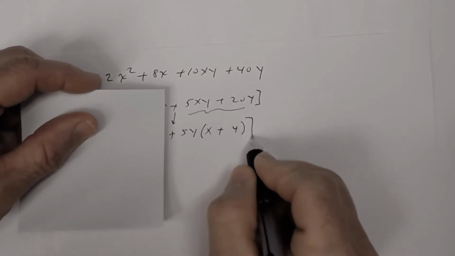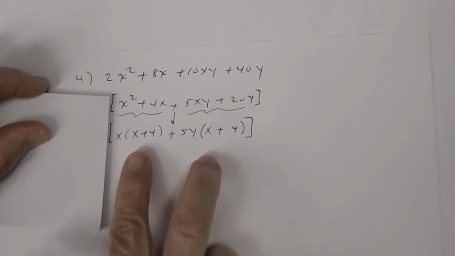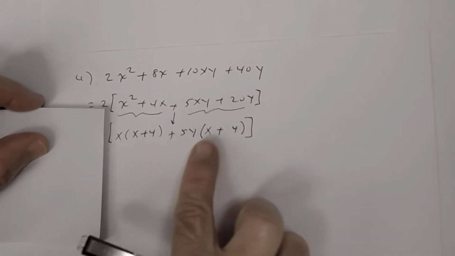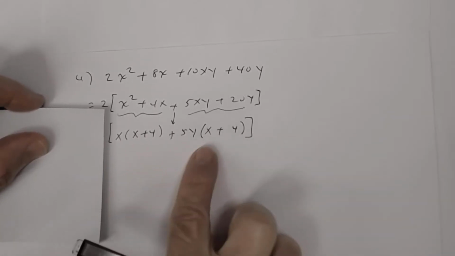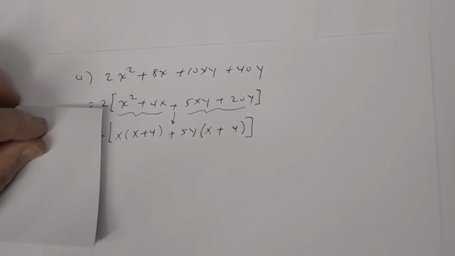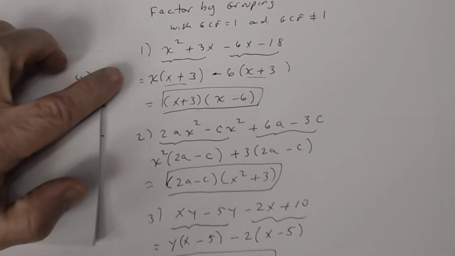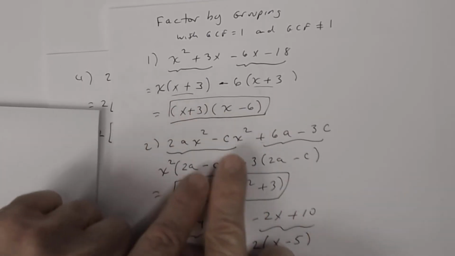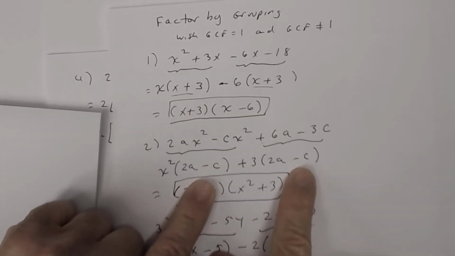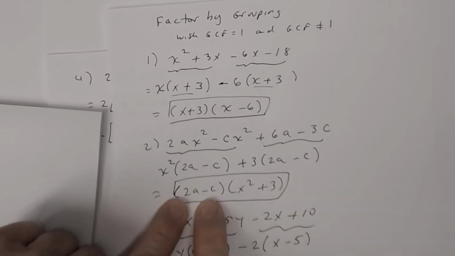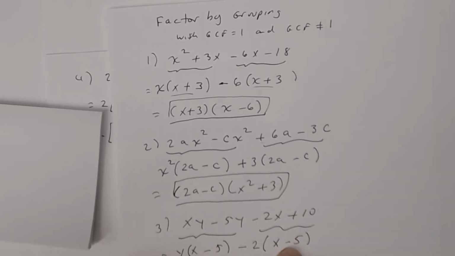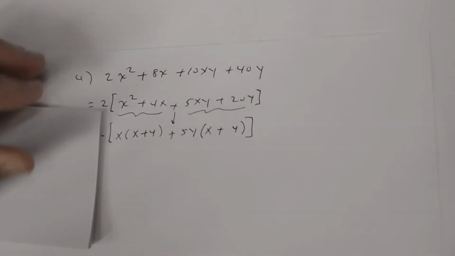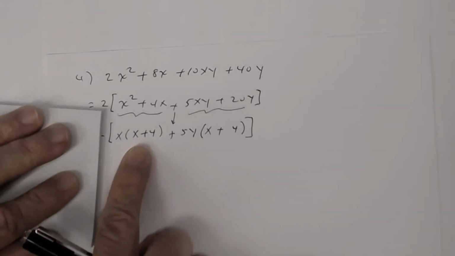All right, now if you look at just what's inside the bracket, notice I'm covering this 2 up right now. Notice that you have an x plus 4 in common. So that goes back to our first 3 examples. All right, where you had x plus 3, so you factor it out. You had 2a minus c, you factor it out. You had x minus 5, and you factored it out. Same thing here. You have an x plus 4, so you're going to factor it out.